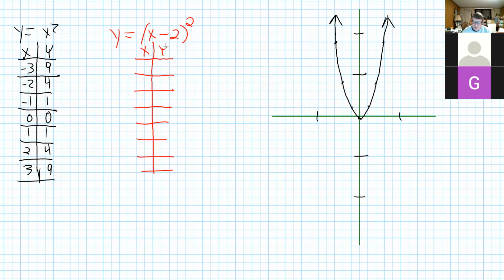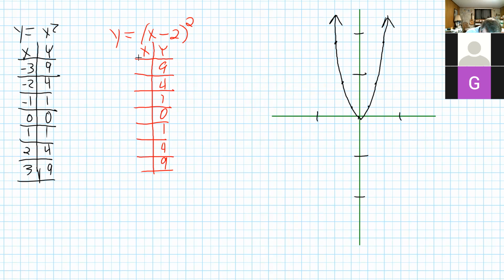Now, here's what I want to do. And this is going to be kind of tricky, but we'll think this through. Instead of using the same x values, now I want to use the same y values. Okay? I want my outcomes to be the same. But my equation is y equals x minus 2 squared.